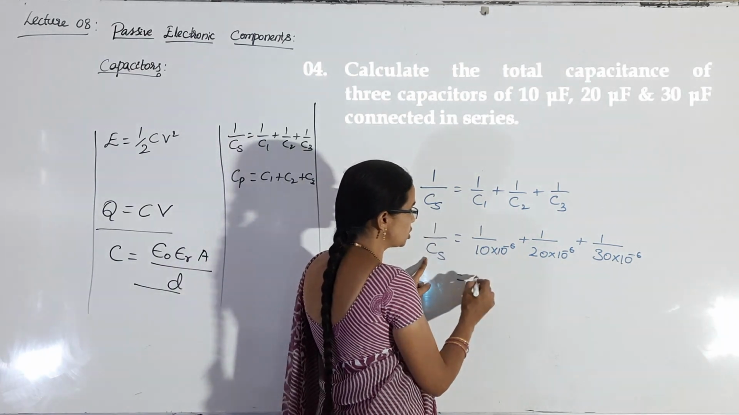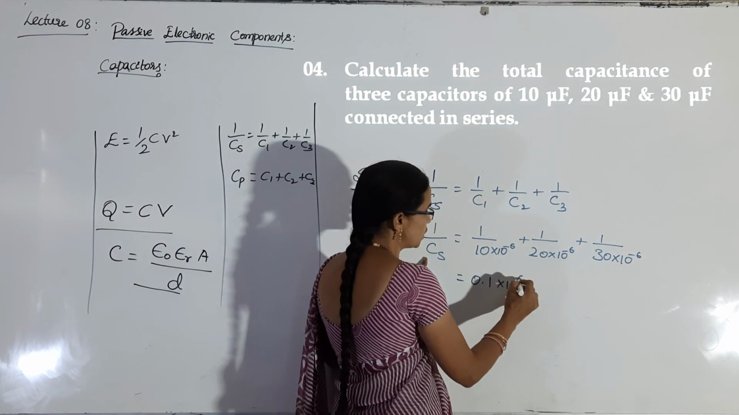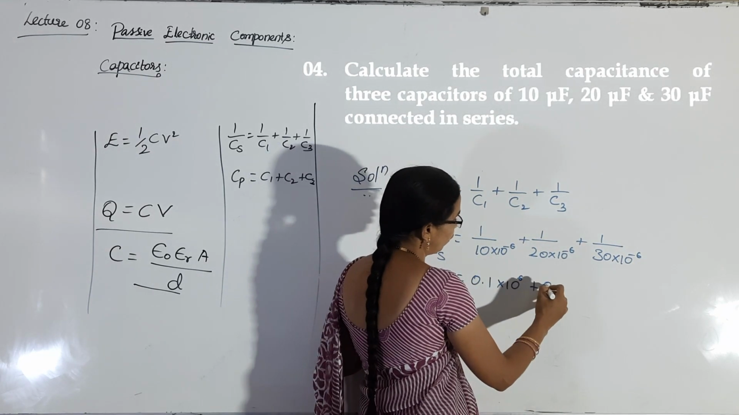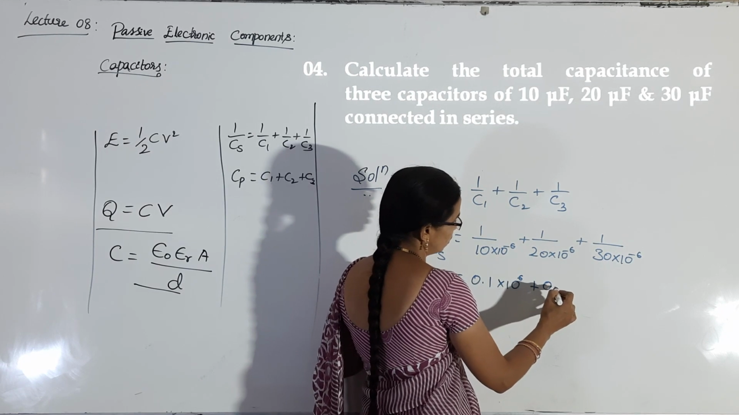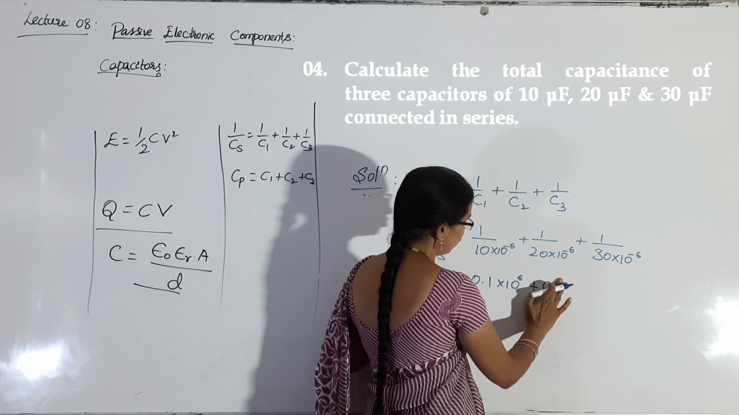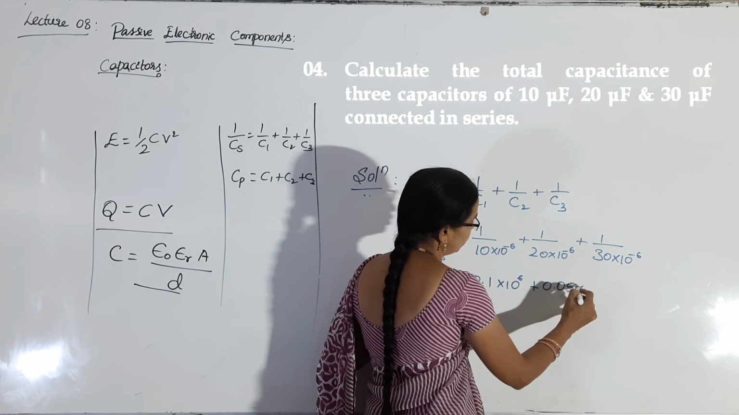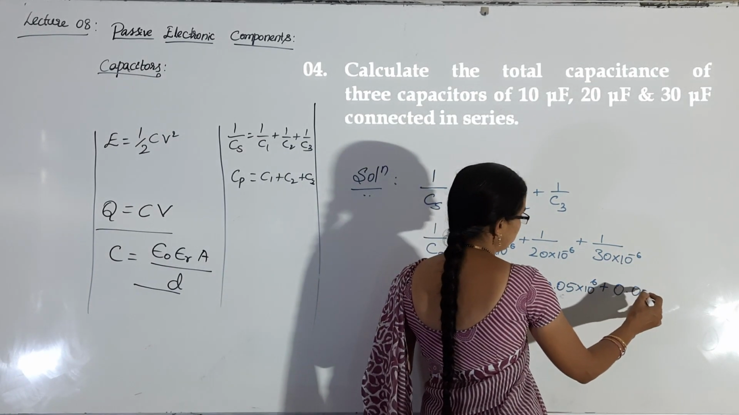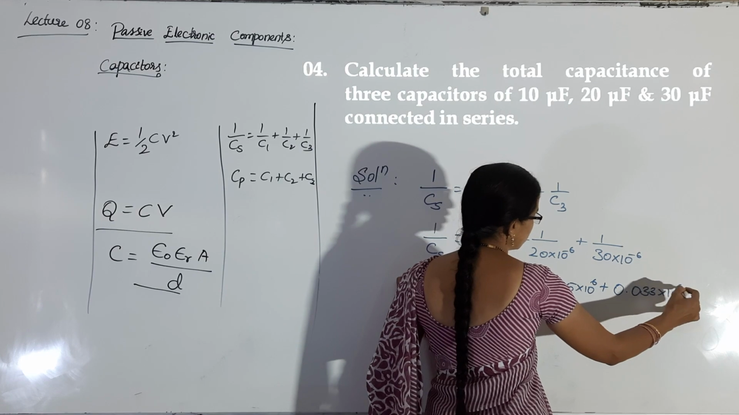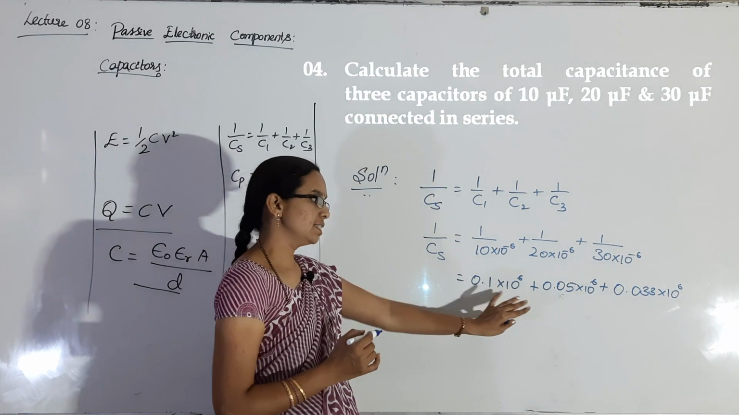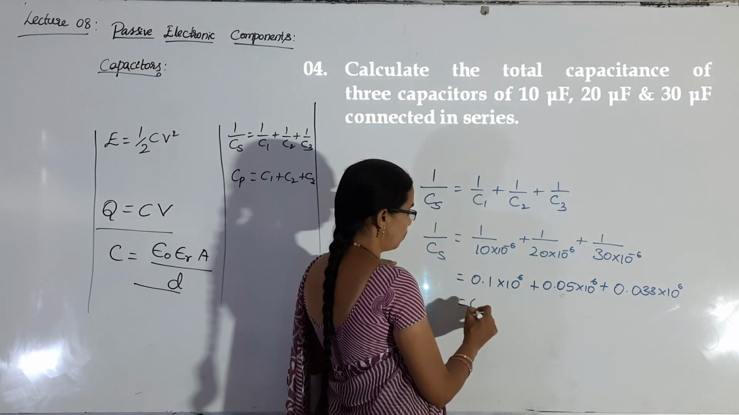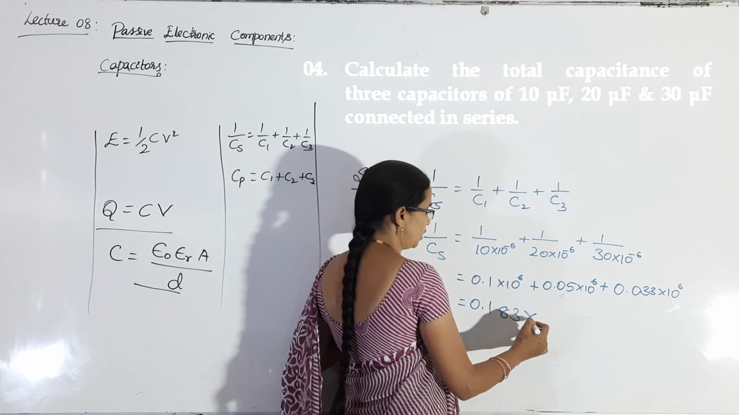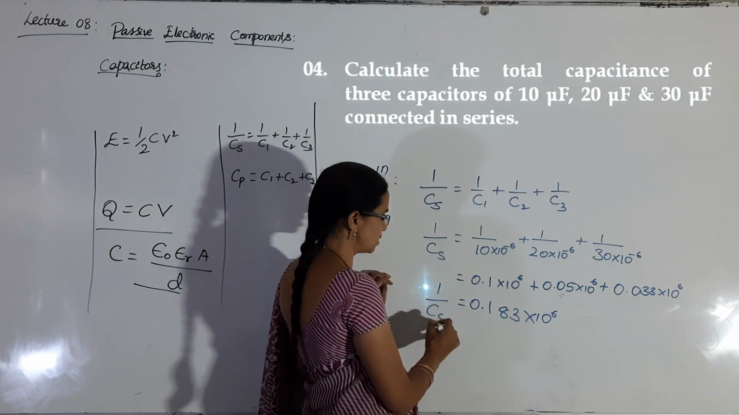If you calculate it, you will get 1 by Cs. 1 by 10 is 0.1 into 10 to the power of 6, plus 0.05 into 10 to the power of 6, plus 0.033 into 10 to the power of 6. If you add these, what you will get is 0.183 into 10 to the power of 6, that is 1 by Cs.